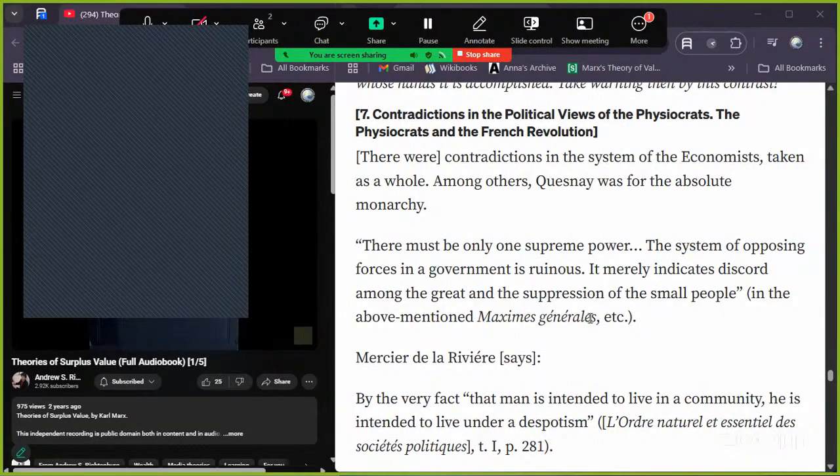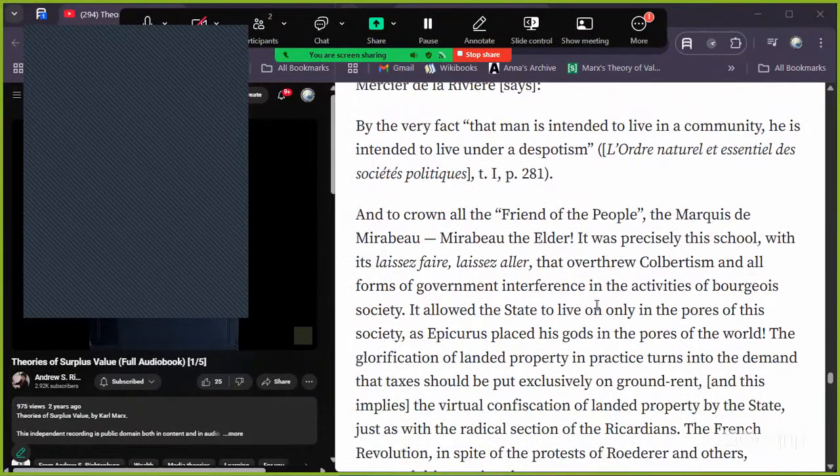Section 7. Contradictions in the political views of the physiocrats and the French Revolution. There were contradictions in the system of the economists, taken as a whole. Among others, Quesnay was for the absolute monarchy. Quote, "There must be only one supreme power. The system of opposing forces in a government is ruinous. It merely indicates discord among the great and the suppression of the small people." End quote from the above-mentioned General Maxims.